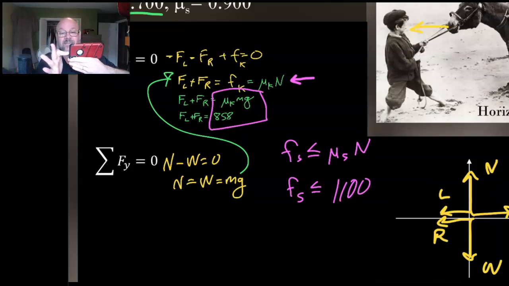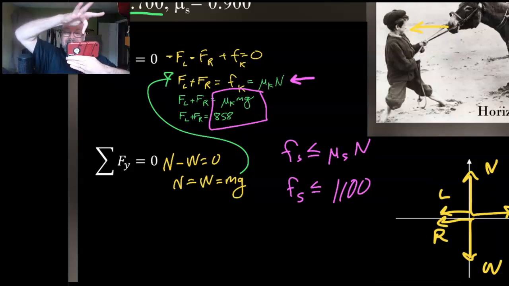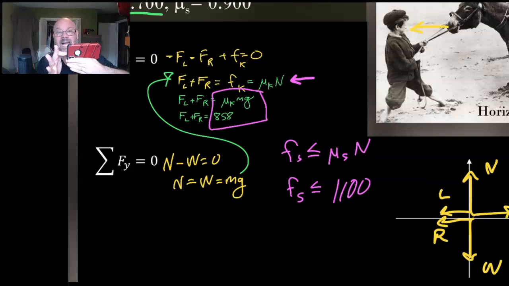If I push with 70, it will only do 70. If I push with 99, it will only do 99. If I push with 100, it'll do 100. If I push with 101, it's going to move. So dealing with static equilibrium involving static friction can be a little bit tricky, because we don't always know what it is.